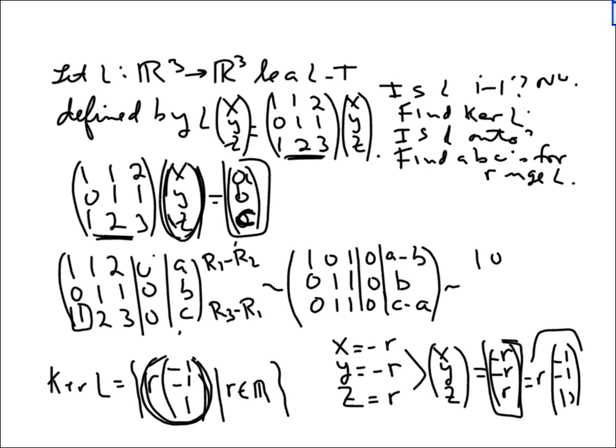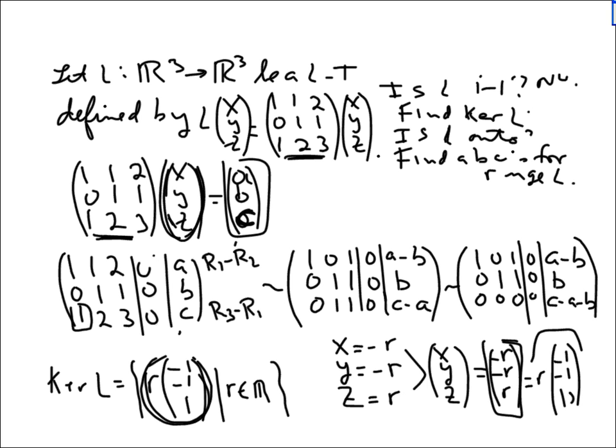The first row did not change. The second row did not change. But now I do the third row minus the second row. And this is what I get.